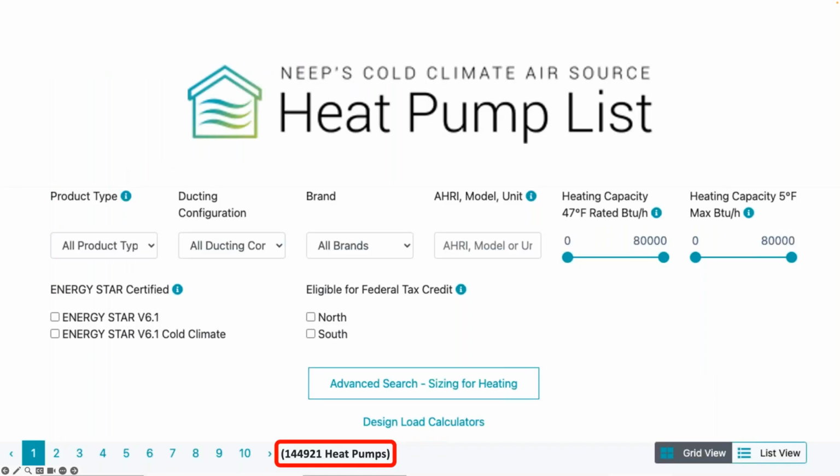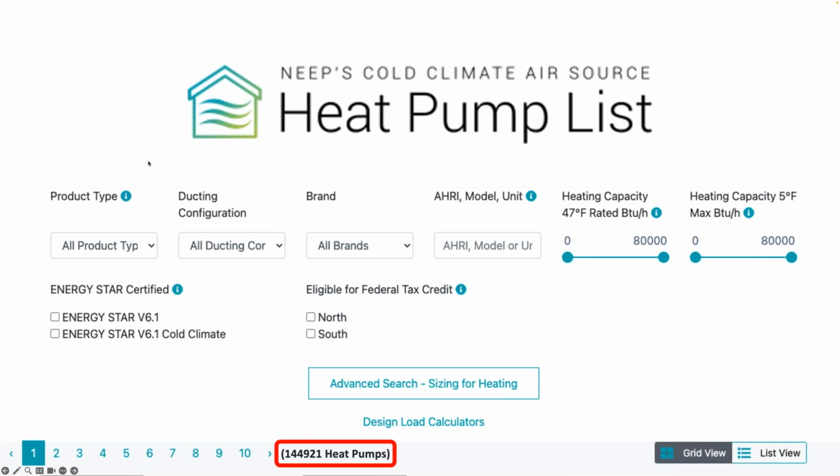Fortunately though, there's another resource that the Northeast Energy Efficiency Partnerships has assembled, which is a database of heat pump units that includes the performance beyond AHRI ratings. There are now almost 150,000 products in this list. Actually, this is maybe a couple of months old. I don't know what it's at now, but it is growing, and it's all built with voluntary data from manufacturers.